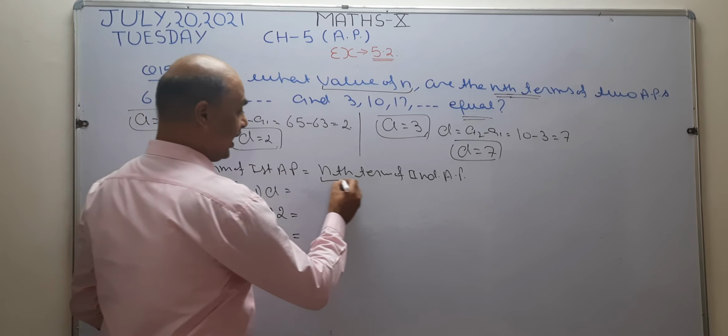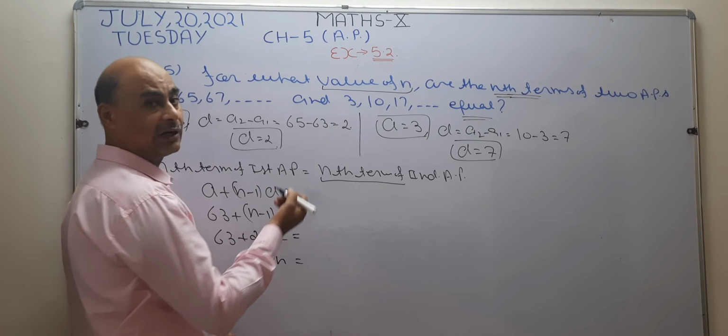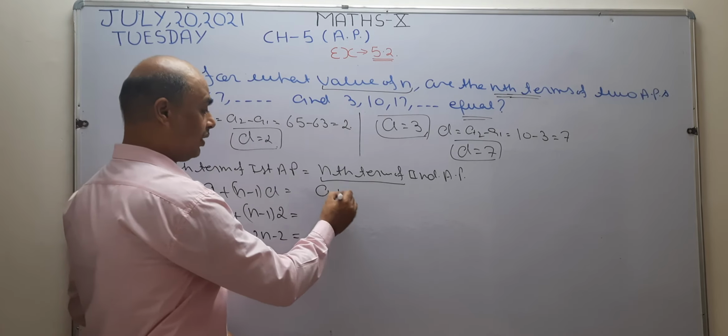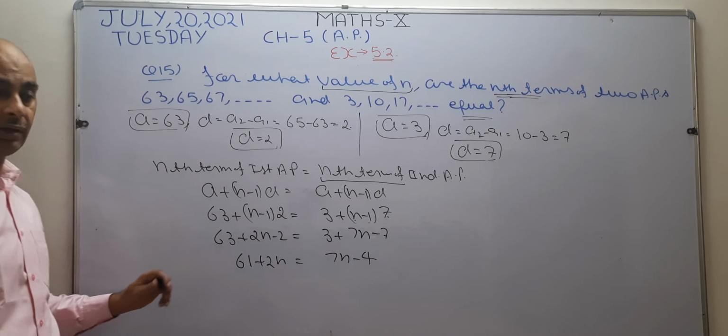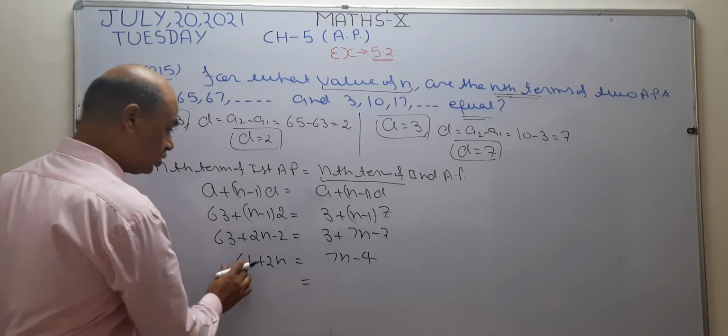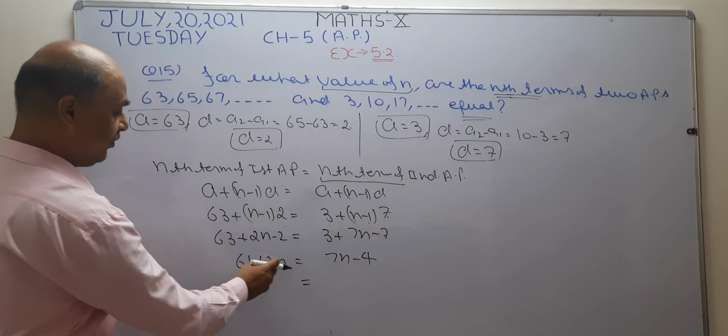Again it is written, nth term of the second AP. How do we find the nth term of any AP? The formula is the same: A plus (n minus 1) into D. Now what is the first term of the second AP? 3. So you have to write here 3. N minus 1 is going to remain the same. What is the value of D? 7. So you have to write here 7. Now 7 into n becomes 7n, and 3 minus 7 becomes minus 4. Clear?